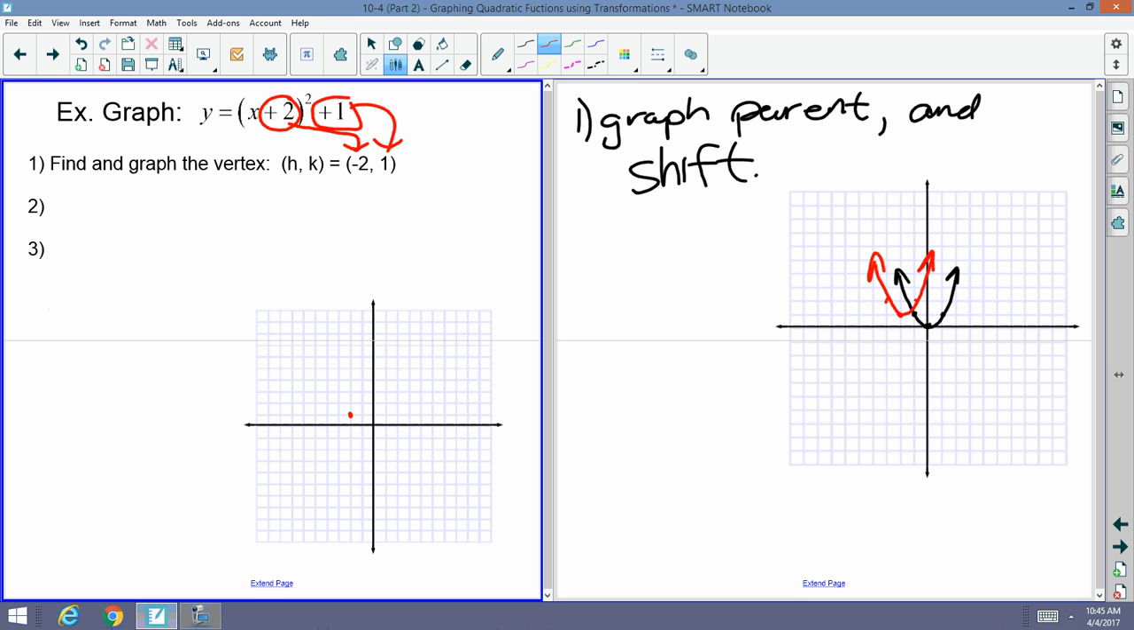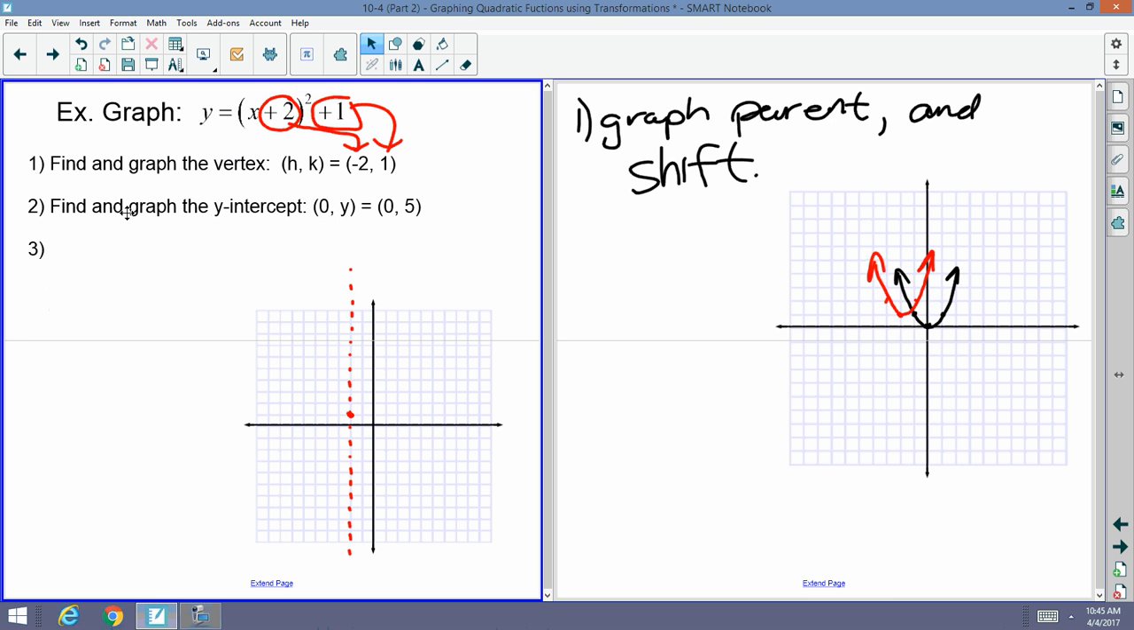Everyone see that? Now, guys, what invisible line is going through that vertex? The axis of symmetry. So don't you have an invisible line going through here that's cutting it in perfect half? So everyone's with me here, right? Okay, now, step 2. Find and graph the y-intercept.